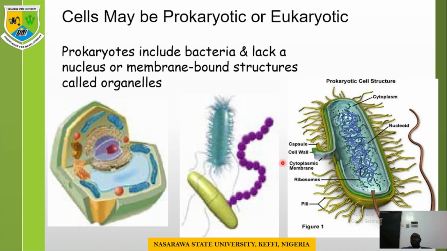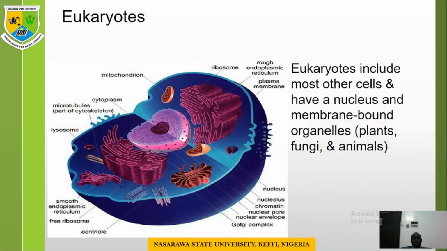The prokaryotes, they include the bacteria. They lack nucleus or membrane-bound structures. This is an example of a prokaryote. You see, it has a flagella. It's an example. Prokaryotes. Eukaryotes are cells that have nucleus and membrane-bound organelles.